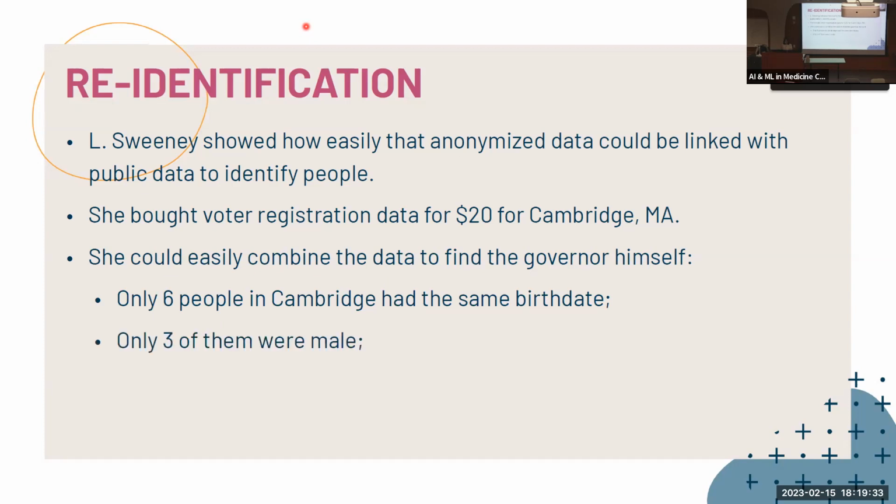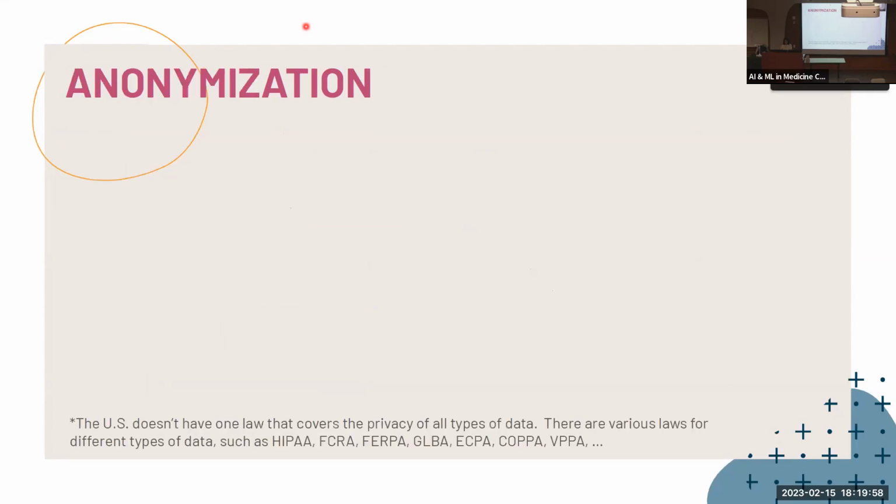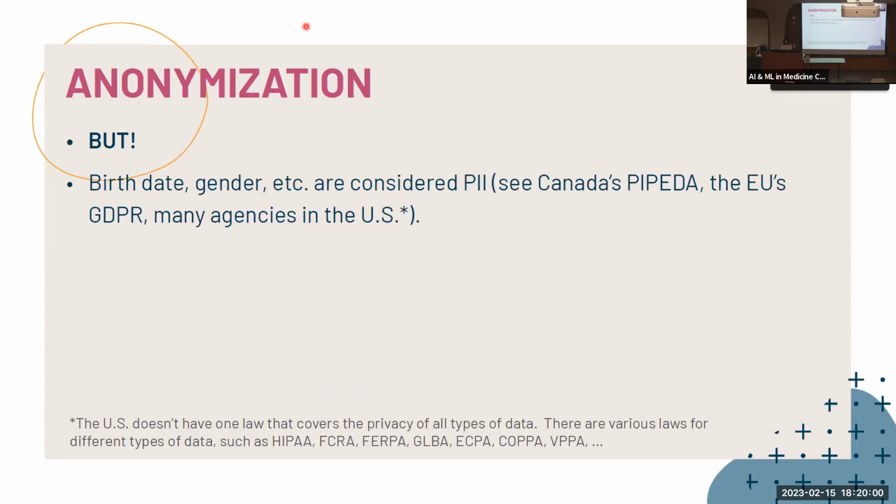And that particular case was very easy because in Cambridge, in the area that he was living in, there were only 6 people with the same birth date. Only 3 of them were male, and there was only 1 in that particular zip code. So it was very easy for her to identify who he was in that anonymized data set. So this was a very neat gotcha moment.